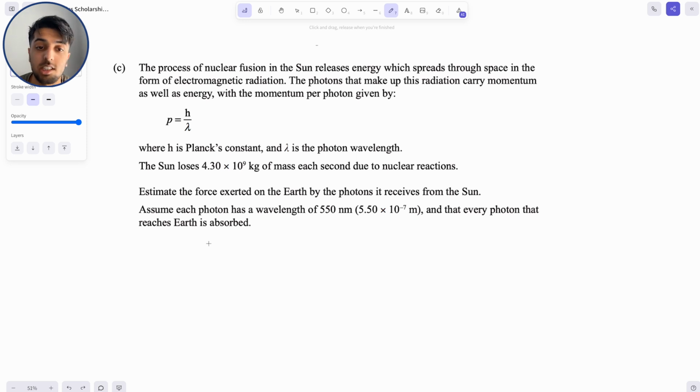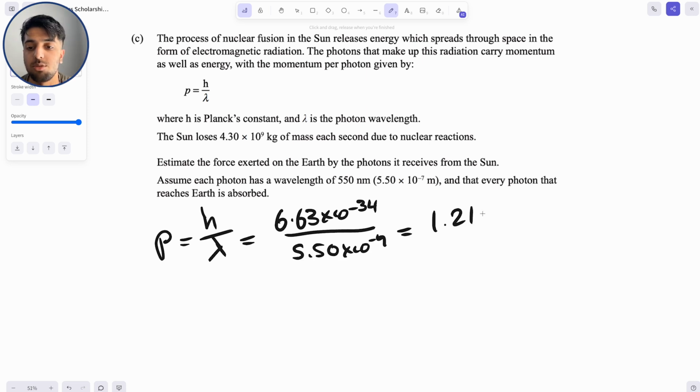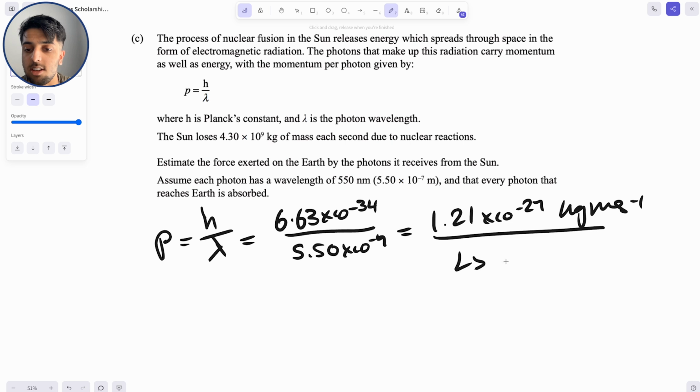First things first, we are given an equation, so we can, right off the bat, calculate the momentum of a single photon, using this equation here. Planck's constant is 6.63 times 10 to the -34, all over our wavelength, which is 5.5 times 10 to the -7, and that gives us 1.21 times 10 to the -27 kgs meters per second. That is our momentum of one photon.